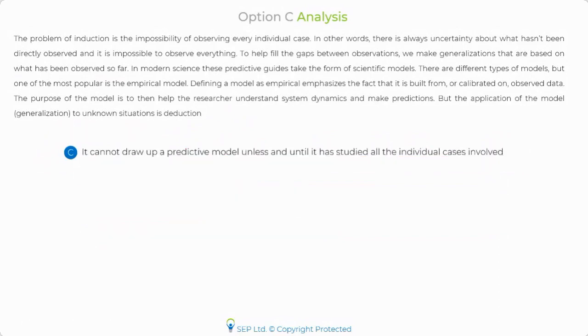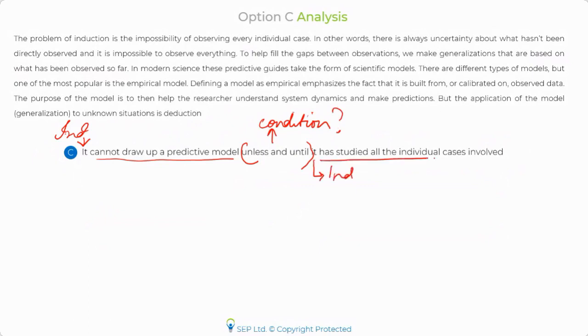Let's look at C. Again, a very good percent of you marked C, I think 20% roughly. It means induction. Okay. Cannot draw up a predictive model. Well, I'm going to hold on there. Can it not draw up a predictive model? Nothing is mentioned about induction not being able to draw up a predictive model. Unless and until, okay, there is a condition mentioned here. Can I infer this condition? Let me see. It means induction has studied all the individual cases involved.